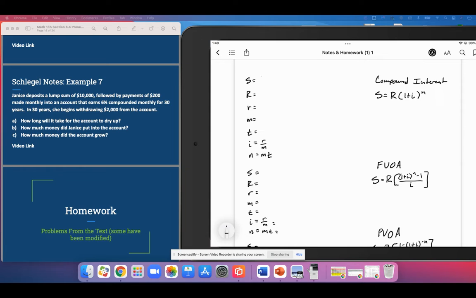So Janice deposits a lump sum of $10,000. It's going to grow at 6%. The M is the number of compounding periods. It's compounded monthly, so 12 times for 30 years. I is R over M, so 0.06 over 12. And MT is going to be 12 times 30. So 0.06 divided by 12 is going to be 0.005.